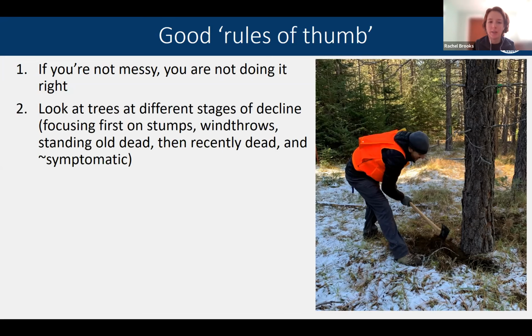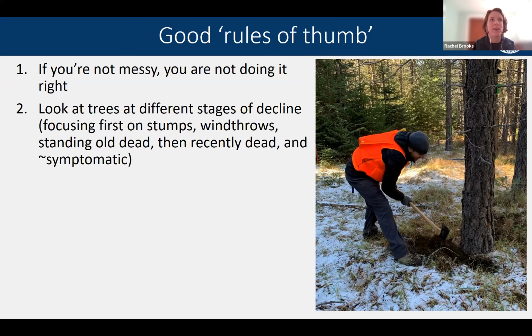Next, you should look at trees at different stages of decline. I like to first focus on stumps and wind-thrown trees. This is because the roots are a little bit more accessible. I can reach into stumps and see if there's rot in them and look at the surface. You can look at those exposed roots that are pulled up out of the ground when the tree fell. Those are definitely the easiest places to look, and also they've been dead for a while, so the rot in those roots is pretty advanced, and you can inspect it carefully.